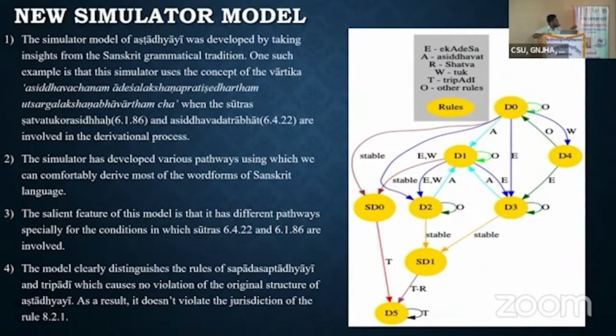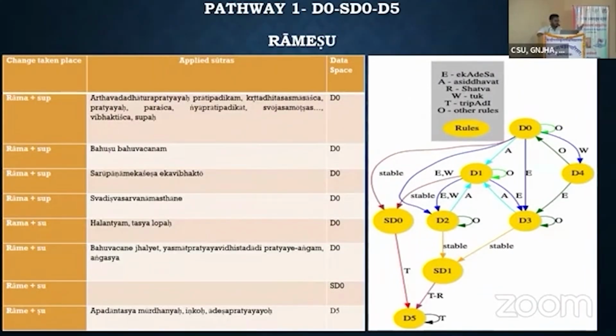Again, this simulator model takes insights from Katyayana's Vartika, Asiddha Vachanam, Adesha Lakshana Pratishedhartham, Utsarga Lakshana Bhavartham cha. And by using all this, we have developed different pathways for 6.4.22, which is Asiddhavat Atra Bhat, and 8.2.6, which is Shatvatukor Asiddha. And we have not included Shatva in Sapada Saptadhyayi. So we are following the structure of Tripadi and Sapada Saptadhyayi as it was advised by Panini. So now we'll see the examples and the pathways.